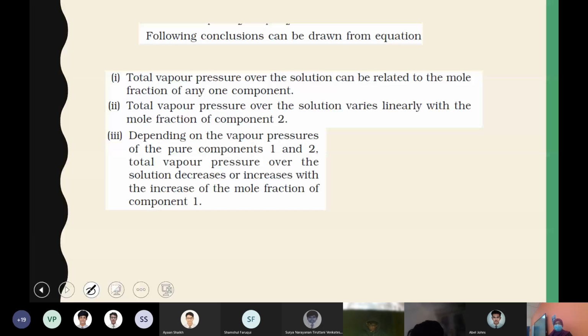There is nothing to explain in these 3 points. You can easily read and understand. Same thing, that's what I was explaining. You can connect the total vapor pressure of a solution above the solution with one of the components. There is a linear relationship between total vapor pressure and the mole fraction of component 2.